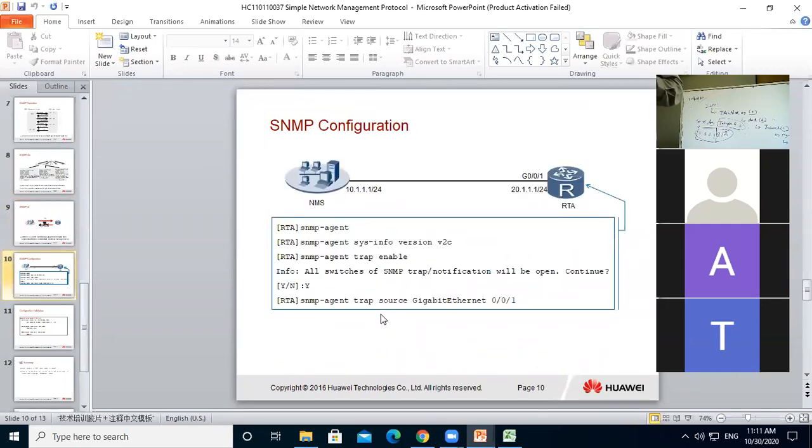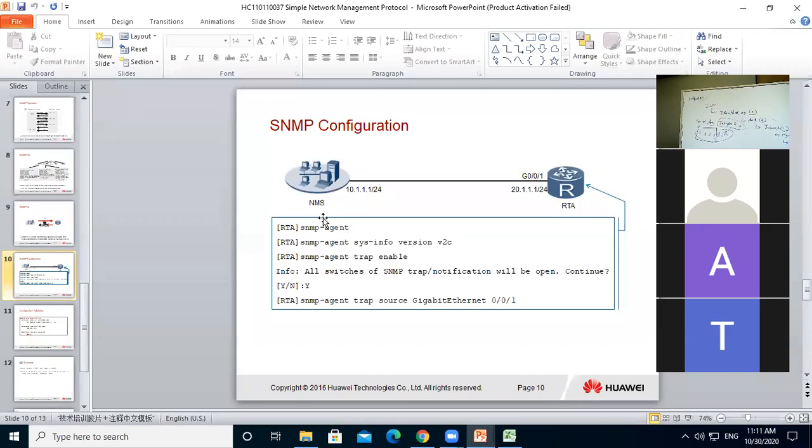So next, that is configuration part of SNMP. So in this case, first how we can check the configuration part, that means first we create the agent part. So go to the router setting and write the command snmp-agent. So snmp-agent, then snmp-agent sys-info version v2c, then snmp-agent trap enable. So in this case, all switches of SNMP trap notification will happen. So then press yes to continue. Then go to particular port, snmp-agent trap source GigabitEthernet 0/0/1.